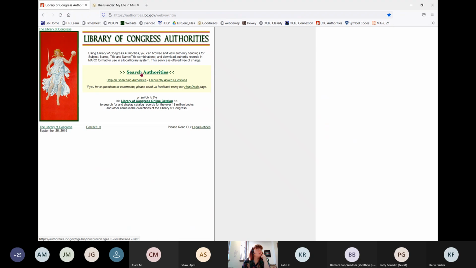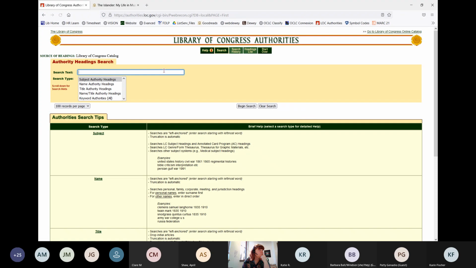So I'm just going in search authorities. Here we go. This is the main landing page. We have subject authority headings. You need to specify whether you're looking for a subject or a name authority. Those are really the two most helpful term results that you can get from this database.